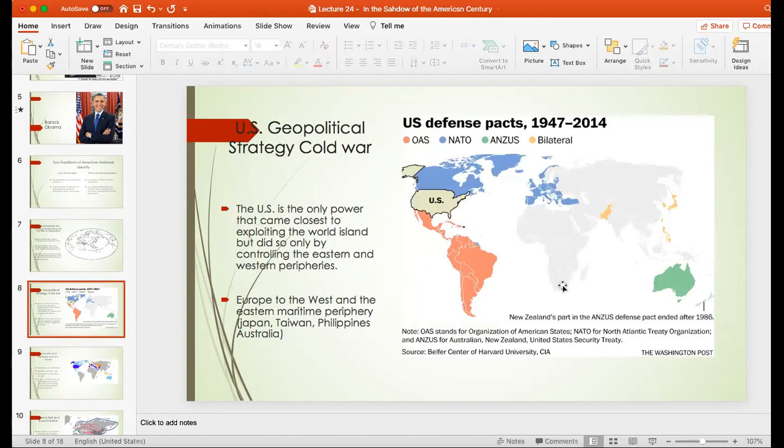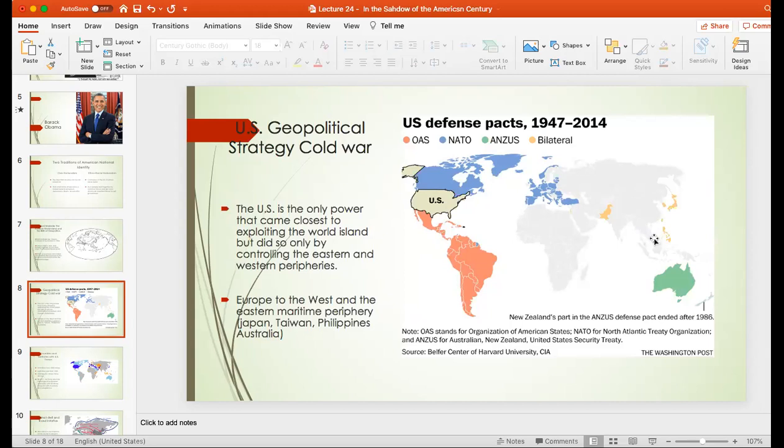If you look at it, what the United States does is it kind of bisects the Eurasian World Island. These are all the US defense pacts that exist between 1947 and 2014. So you've got Europe, right? Before the end of the Cold War, it ended at Germany. You've got Japan. One thing that's not on here is the Southeast Asia defense pact, which I think is called ASEAN, A-S-E-A-N, a defense pact with the United States involving Thailand, Malaysia, and the Philippines.